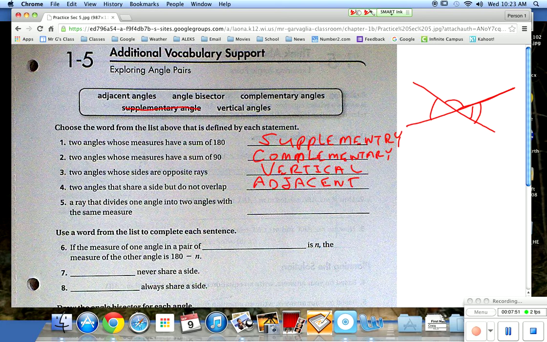And then, Trevor, a ray that divides one angle into two angles with the same measure. Angle bisector.